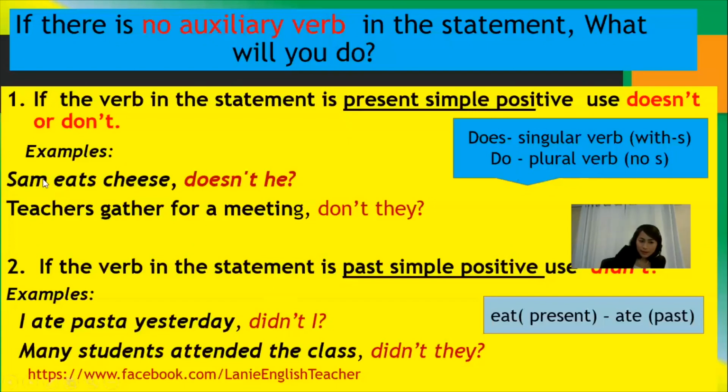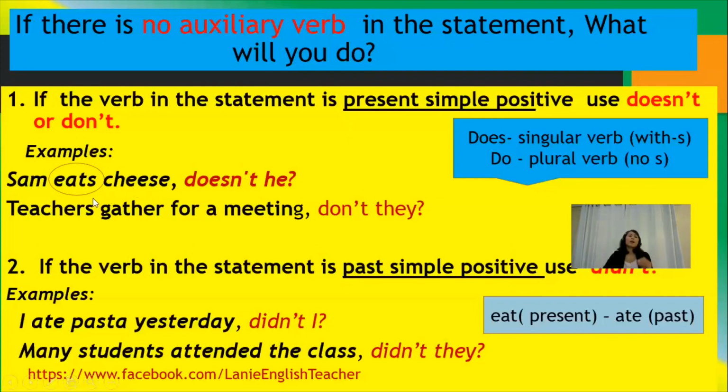First, Sam eats cheese. Now, your tag question here begins with doesn't. Now, let me explain to you this one bit by bit. In the statement, Sam eats cheese, what is the verb here? All right, eats is the verb here.